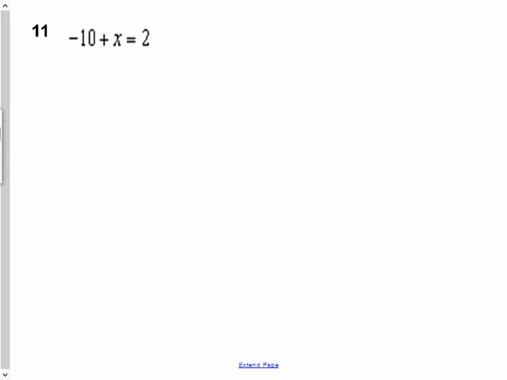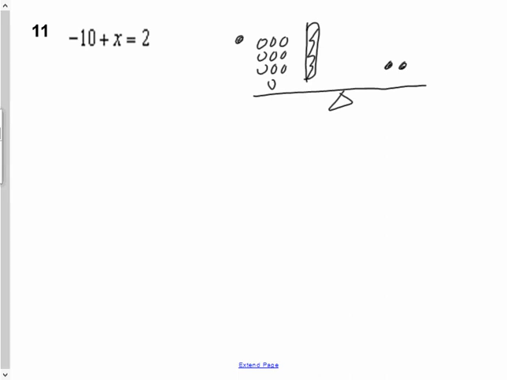In the next question, my constant's negative 10, and we can see it better if we actually drew it. So if I drew negative 10 plus an x equals 2, I would know that I'm going to have to add 10 of these things to this side. All right, add 10 of them. So I'm going to add 10 to this side and add 10 to this side. I'm going to be left with x by itself equals 12.